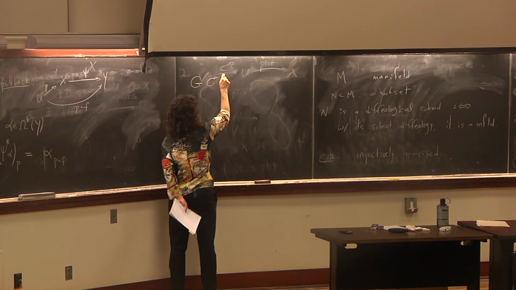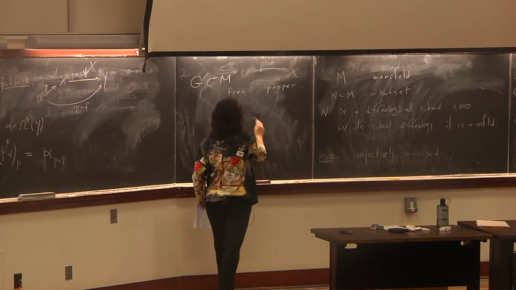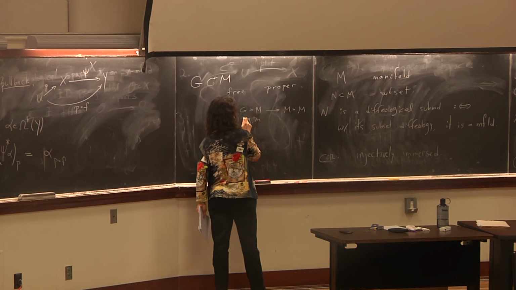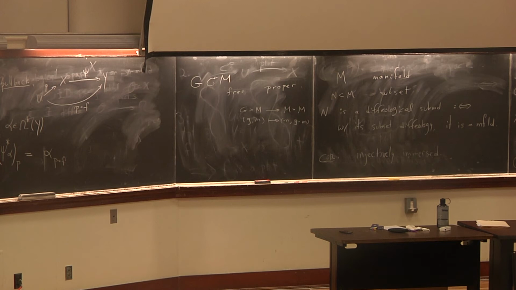If you have a free and proper action of a Lie group on a manifold, let me remind you very quickly what proper means, for the graduate students here. Proper means that the map from G cross M to M cross M, which takes (g, point m) to (m, g acting on m), is proper, meaning that the preimage of a compact set is compact under this map. This basically tells you that the action is as good as an action of compact Lie groups. Compact Lie group actions are a special case. Proper actions, according to Palais, admit slices.